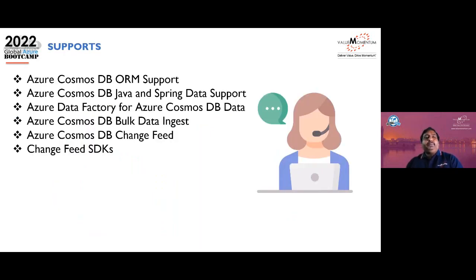Cosmos DB also supports ORM support, Spring Data support, and Data Factory for Cosmos DB. It also supports bulk data ingestion. Azure Cosmos DB has a good feature called change feed. When any change happens in the feed of Cosmos DB, we can trigger the event processing architecture. A stream processing architecture is available, and data movement with the feeds is also supported by Azure. It also has multiple SDK support, and a change feed processor.